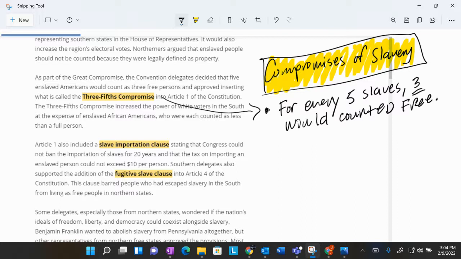It wasn't saying that slaves were 3/5 human. It was saying for every 5, because the North did not want the entire slave population counted as being represented. So the compromise was for every 5 slaves, 3 would be counted as free. That's the 3/5 compromise. The next thing you want to put and pay attention to is the slave trade. And so the delegates back in the 1780s and 90s agreed to end the slave trade after 20 years.